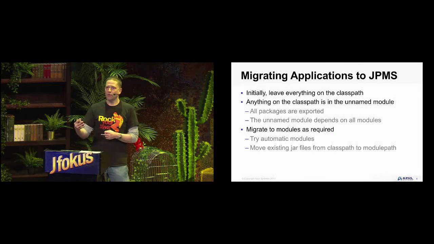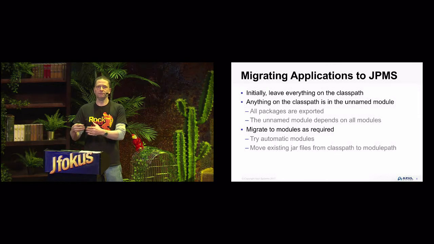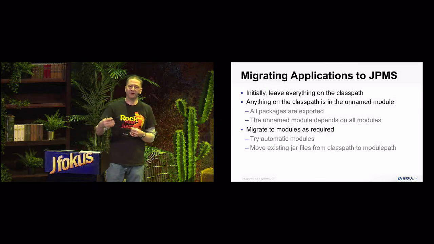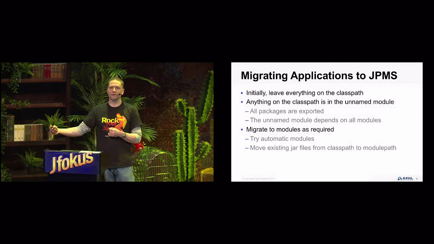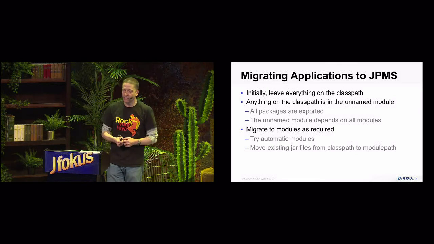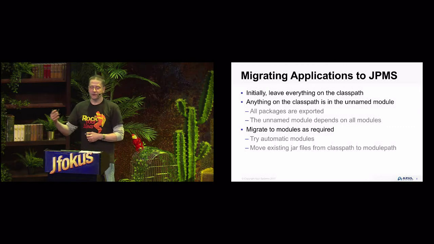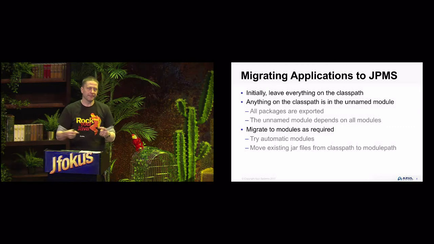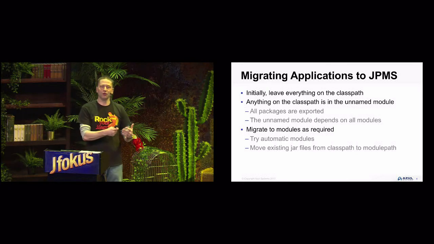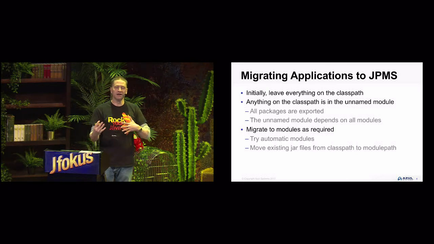By default, its name will be the same name as the jar file. It will export all its public packages, and it will depend on all the other modules on the module path. So again, it gives you a way of migrating from the class path to the module path in a simple way. And then as you recompile code, you can actually add the module-info.java file, compile it, and make it into a proper module in terms of the module system.